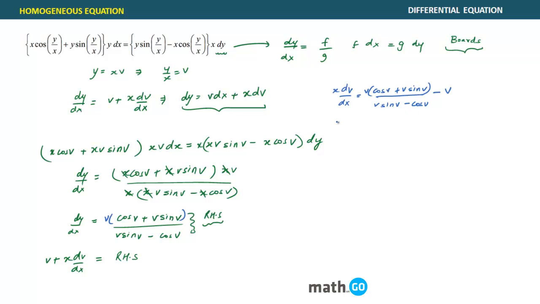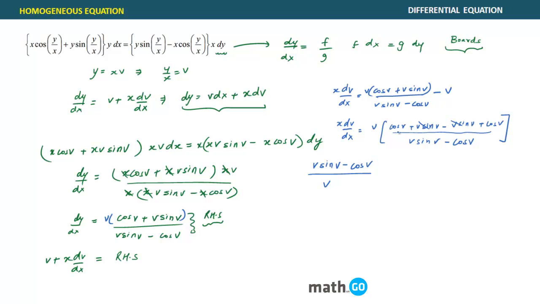Now if you solve this, it can be easily solved. What you will get is that v can be taken common, and if we solve this, you will get cos v plus v sin v minus v sin v plus cos v, divided by the same denominator that we had earlier. So this gets cancelled out, and this is completely in variable separable form. You can write this as v sin v minus cos v, divided by v cos v, equal to 2 dx by x, and this is dv.